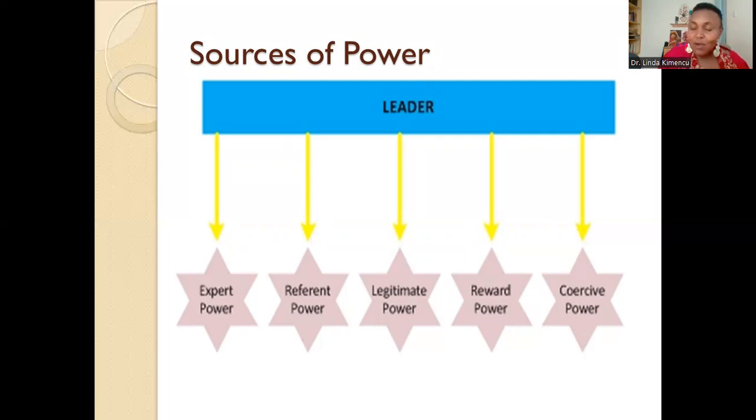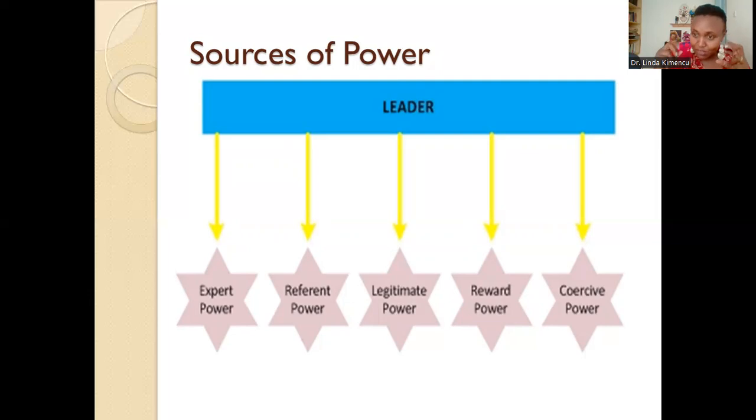Reward and coercive power are powers that are mostly used because of the position. So you can use reward power where you give incentives, or something we call carrot and stick. So reward is the carrot, coercive is the stick.